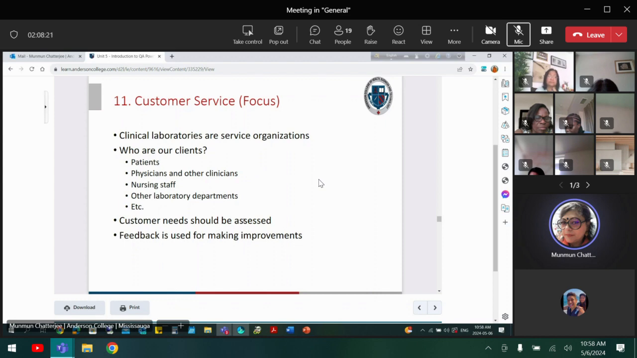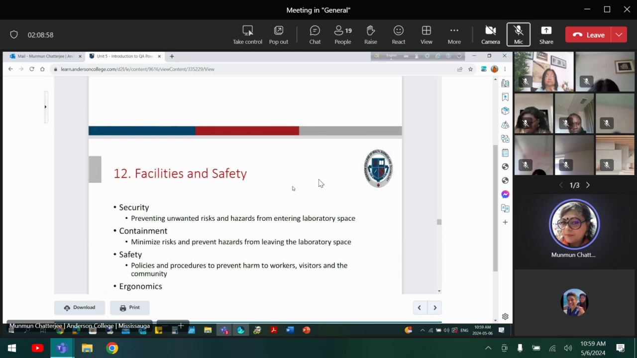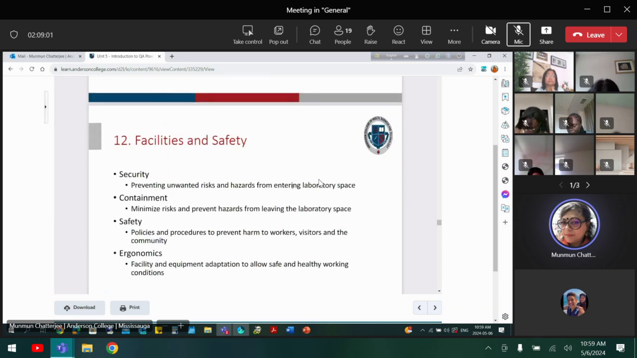Customer needs should be assessed. Feedback is used for making improvements. That's why sometimes they ask for customer feedback, how you have been served, and if there is any problem, so that from there we can do the improvement. Like we have the survey link for your feedback as students, to see if there is any problem in understanding or anything you feel needs to be improved by the organization, so that we can serve better. We can improve ourselves.